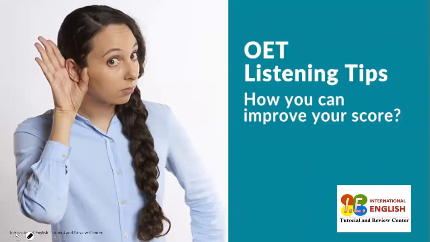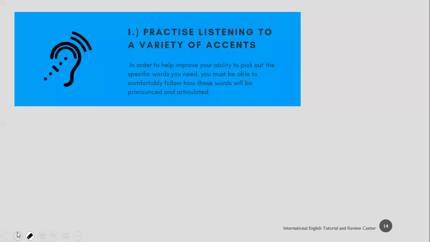Now, in the OET listening, if you want to improve your score, these are the things that you have to remember. Okay, first, practice listening to a variety of accents. In order to help you improve your ability to pick out the specific words you need, you must be able to comfortably follow how these words will be pronounced and articulated in a different accent.